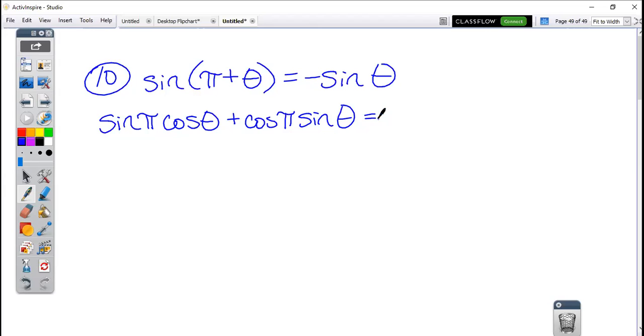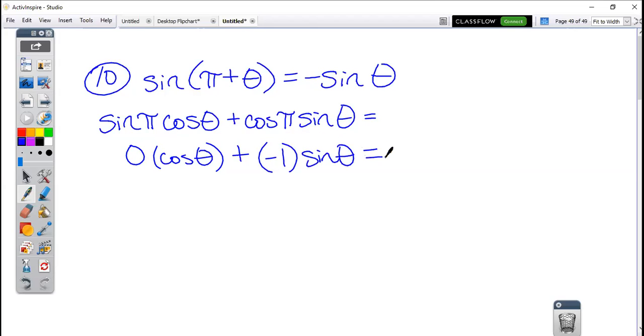Everybody look at your chart and don't say no idea. Pi is on there. Zero. It's 0 times cosine theta, plus, what is the cosine of pi? Negative 1. Negative 1 times the sine of theta. And again, just like last time, 0 times cosine is 0. Negative 1 times sine is negative sine of theta.